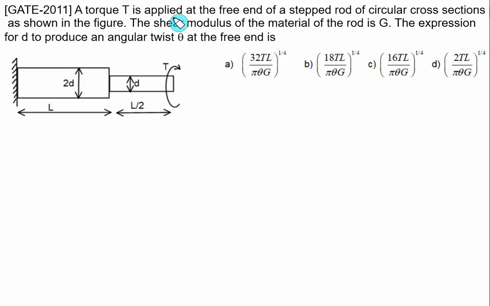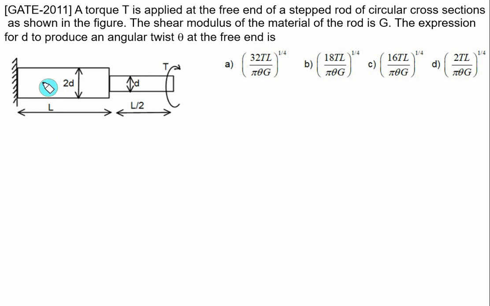A torque T is applied at the free end of a step shaft of the cross section as shown in the figure. We have diameter equal to 2d, length equal to L, diameter equal to d, corresponding length equal to L by 2. Only one torque is applied, so torque remains constant throughout the cross section. The shear modulus of the material of the rod is G. The expression for d to produce an angular twist theta at the free end you have to find out. In this case you have to find the value of d in terms of theta and select the proper equation. So first of all we'll calculate theta.